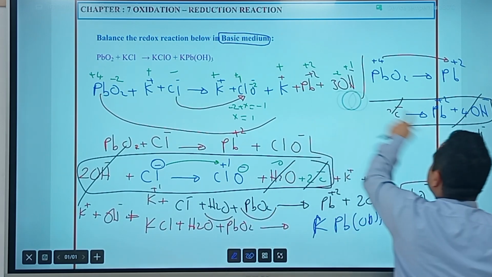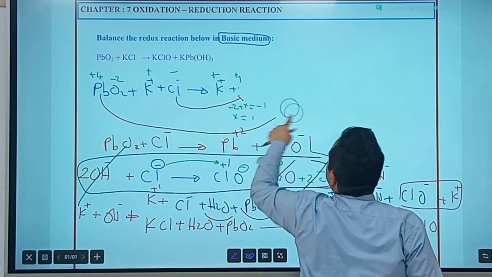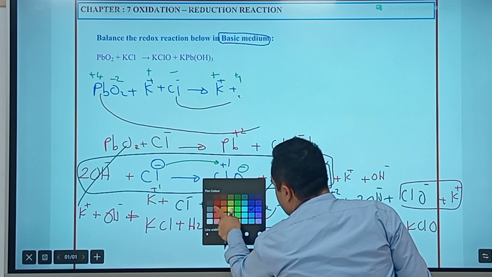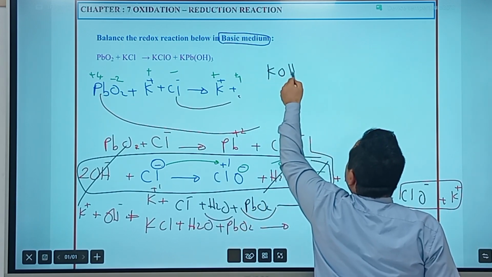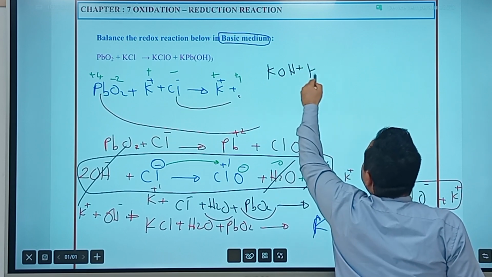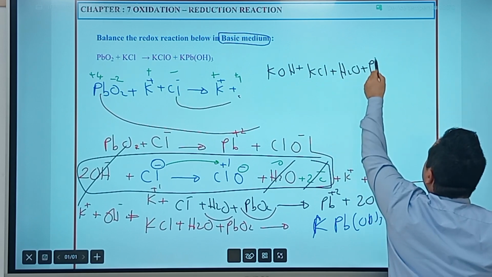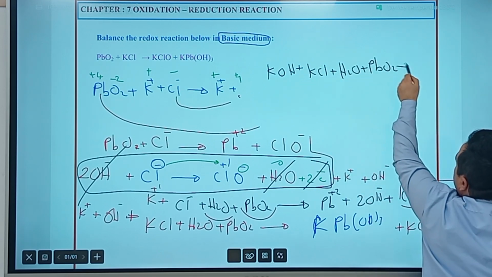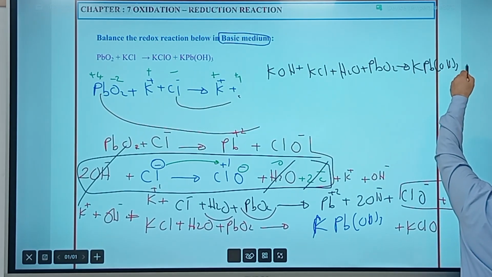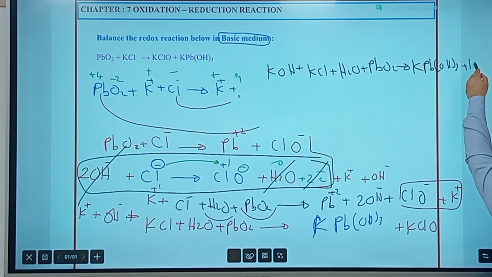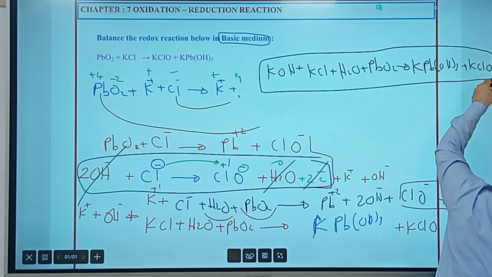The final form of the reaction, let me just erase this part in order to rewrite it, guys. The final form of the reaction is KOH plus KCl plus H2O plus PbO2 to produce KPbOH by 3 plus KClO. That's the balanced form of the reaction.